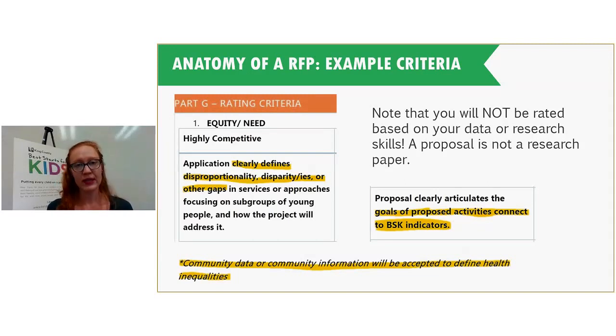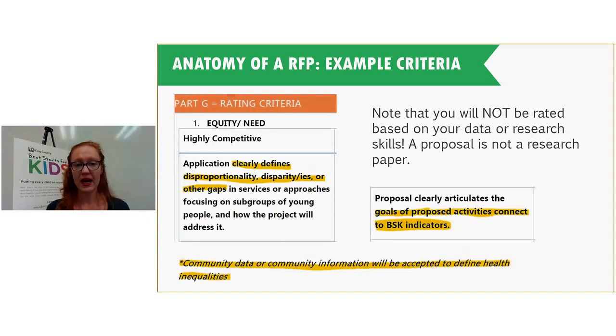What you're seeing on your screen now is just an example of a request for proposals. Each request for proposals is unique and it will outline what the rating criteria that you will be rated on will be. So I want to emphasize that this is just an example, but it does have some components that will be common across most or all RFPs coming out through Best Starts for Kids.